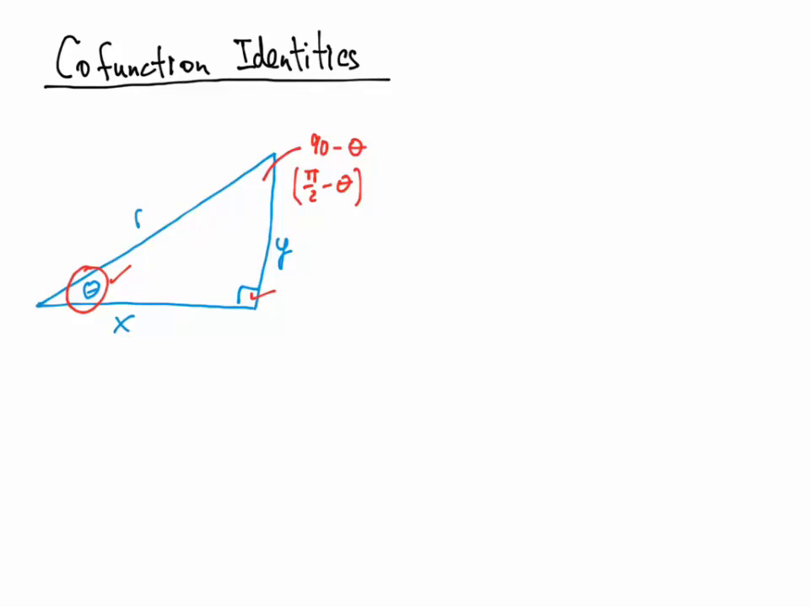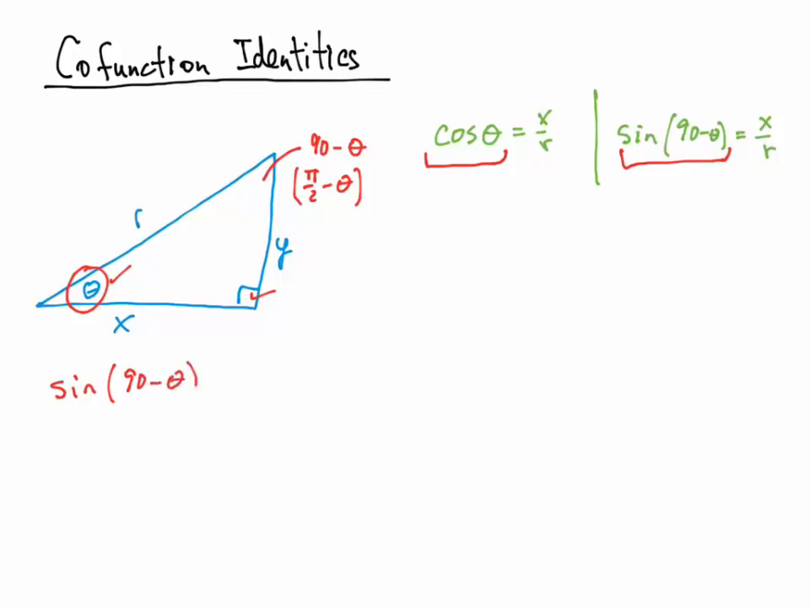So let's look at what cosine of angle theta is equal to. Well, cosine of theta is the adjacent side over the hypotenuse. And then let's look at what sine of the third angle would be. Well, sine of 90 minus theta. Well, sine is opposite over hypotenuse, so that is also x over r. Now, because each of these expressions are equal to x over r, they must be equal to each other. So we would say sine of 90 minus theta is equal to cosine of theta.